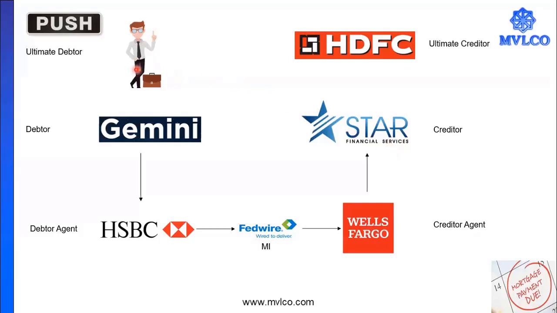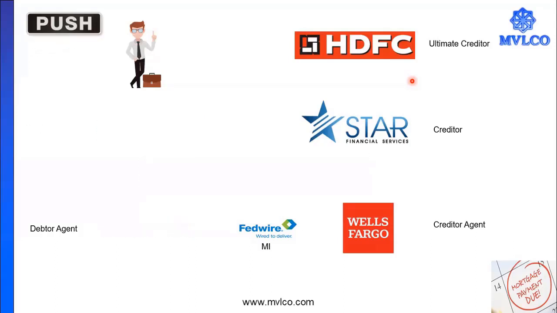So in this case, Jack is the ultimate debtor. Gemini has the account at HSBC. Therefore, Gemini becomes the debtor. HSBC is the debtor agent. Wells Fargo is the creditor agent. Star is collecting on behalf of HDFC. HDFC is the ultimate creditor. This is my scenario number 1. Clear? Yes. Okay.